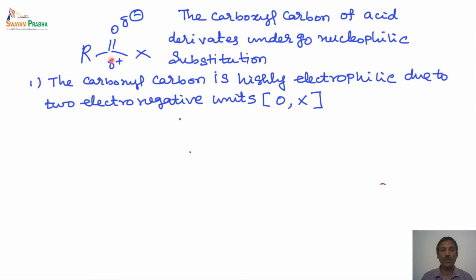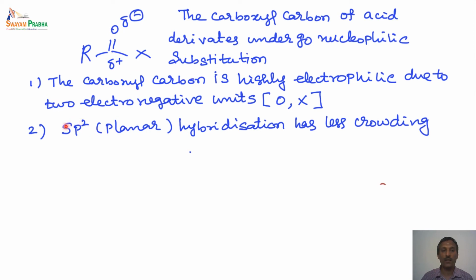So the carbonyl carbon is highly electrophilic due to two electronegative units. Because there is one oxygen which is electronegative, there is another X or Z group which is also electronegative. That's the reason this carbonyl carbon becomes highly electropositive. So this favors substitution reaction.